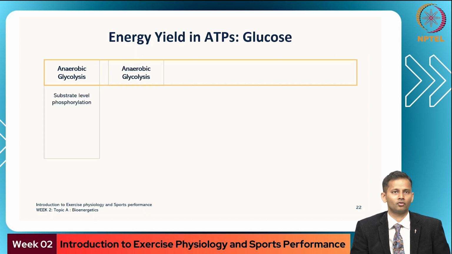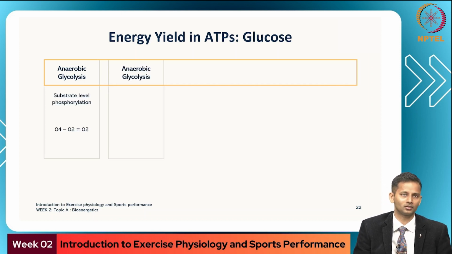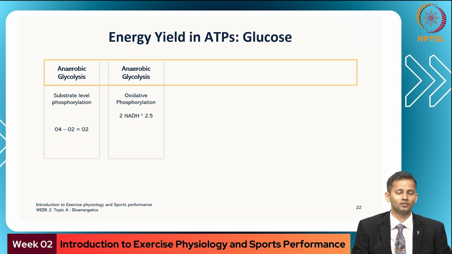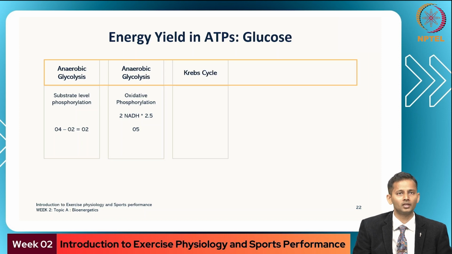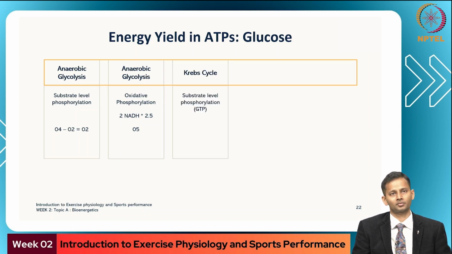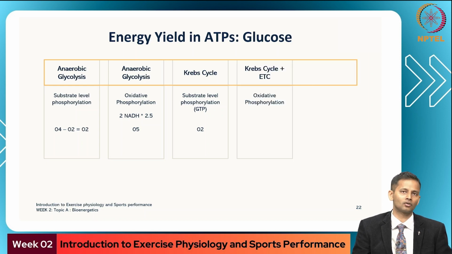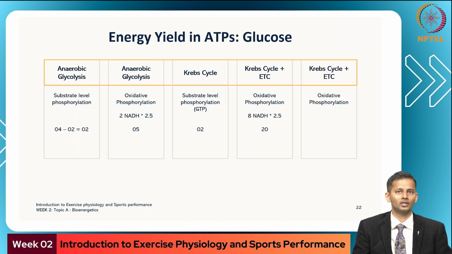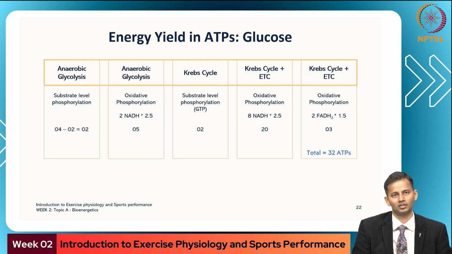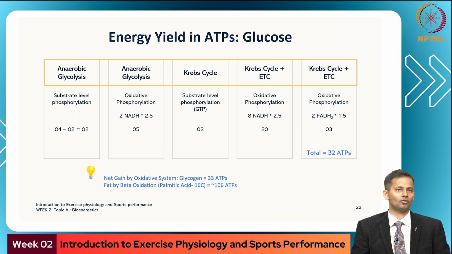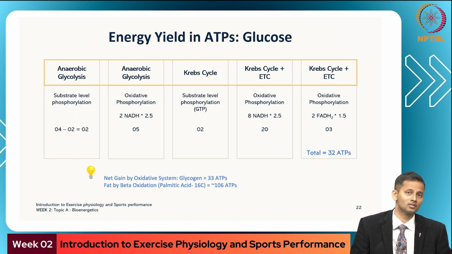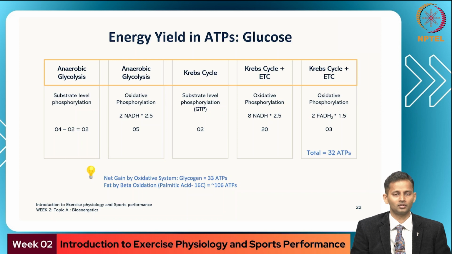By anaerobic glycolysis at the level of substrate, you will have 2 ATPs formed. Through the oxidative phosphorylation using NADH, you have 5 ATPs. In the Krebs cycle, you have substrate level 2 ATPs formed, and in the electron transport chain with the NADH and FADH2, you have 20 and 3. So in total, you will have 32 ATPs. So the net gain of the oxidative system, if glycogen is used, is 33, as we have seen before.